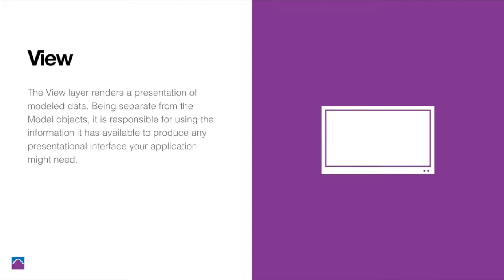So the view basically renders a presentation of the model data. Being separated from the model objects, it is responsible for using the information it has available to produce any presentational interface your application might need. Think of it like a page template in WordPress. You have the title variable available to you, you have the content, you have the date, and then you're specifying where that information gets put in the page template. So that's essentially what a view is. You have a view of whatever model data you're working on or trying to display.